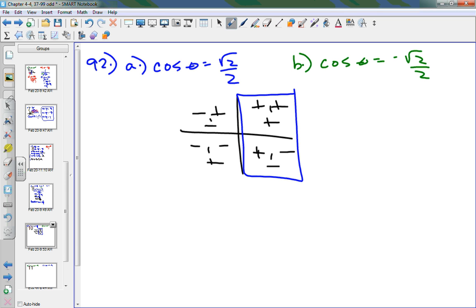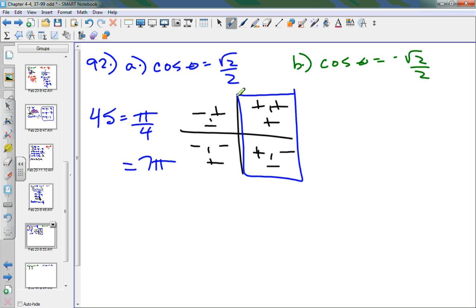What angles have a cosine positive square root of 2 over 2? 45, which is what? Pi over 4. That's quadrant 1. Now, what angle in quadrant 4 also has a positive square root of 2 over 2 cosine? It's going to be 7 pi over 4.